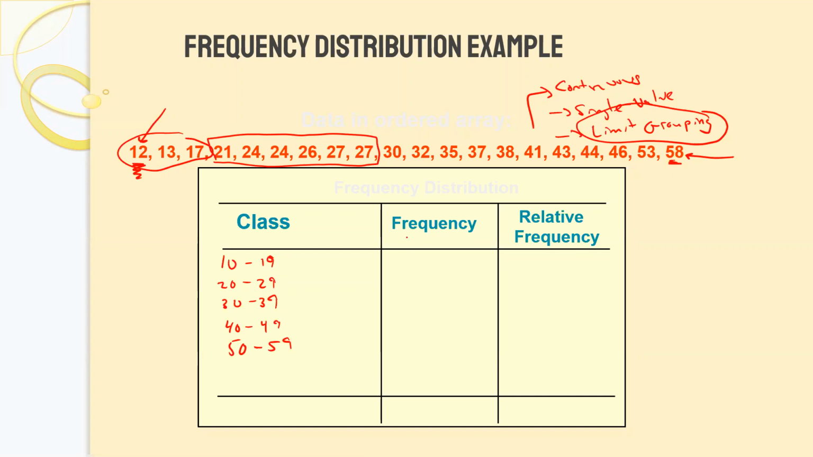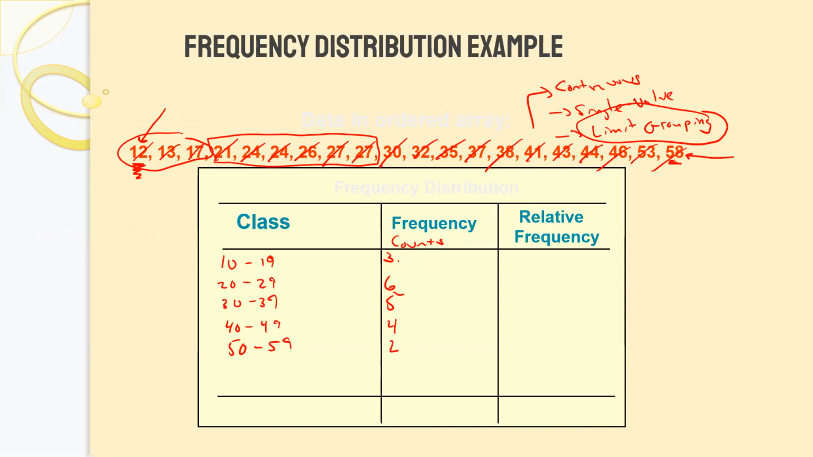And now all you have to do is get the frequencies, and remember those are just the counts. So it looks like we have 1, 2, 3 of them here. 1, 2, 3, 4, 5, 6 here. 1, 2, 3, 4, 5 in the 30s. 1, 2, 3, 4 in the 40s. And then 1, 2 in the 50s.